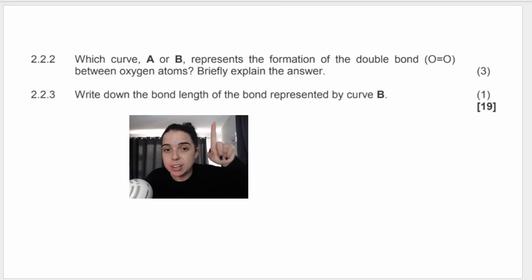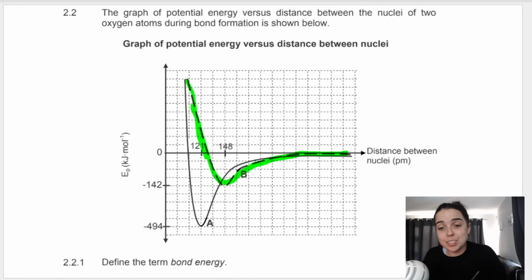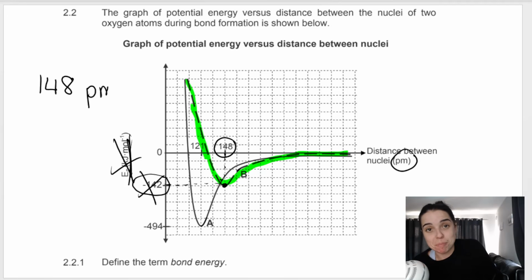2.2.3, write down the bond length of the bond represented by curve B. Now, we already did this, but just as a recap. I've highlighted curve B in green for you. The lowest point of the curve, if you read this way, will get you the bond energy for B. I don't want the bond energy, that's on this axis. If you read up here, 148 picometers, that gets me the bond length. So your answer, 148 picometers.